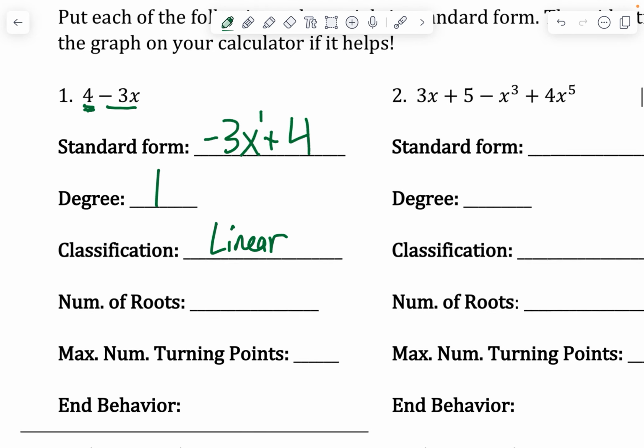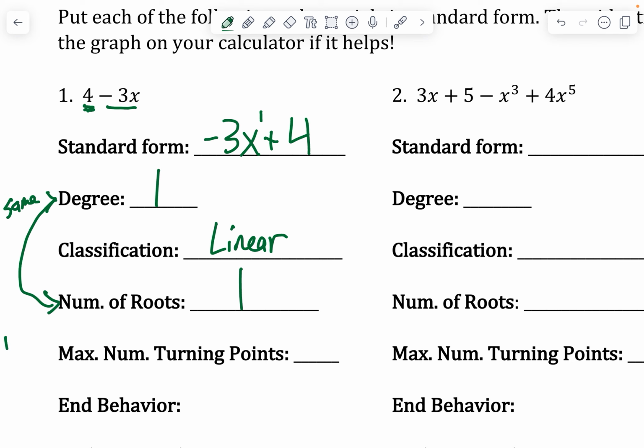Okay, linear polynomial. And reminder, when you are given the equation, your degrees and your number of roots are going to be the same. They're going to match up. So if you have a degree of 1, then guess what? You're going to have 1 root. Now your turning points, remember, are going to be degree minus 1. So I'm going to take that degree of 1, subtract 1 from it, and guess what? You get 0. All right, and think about it. A line has no turning points, right?